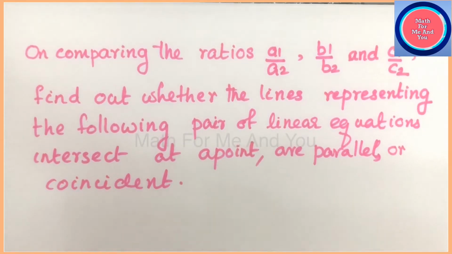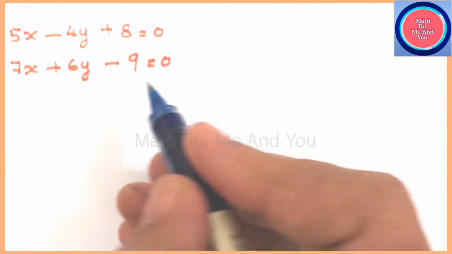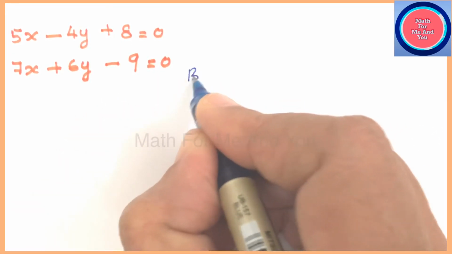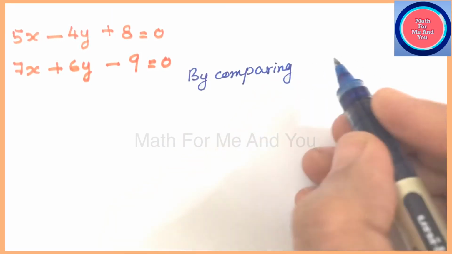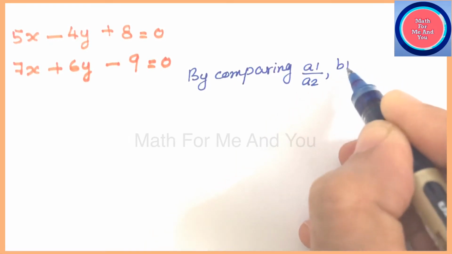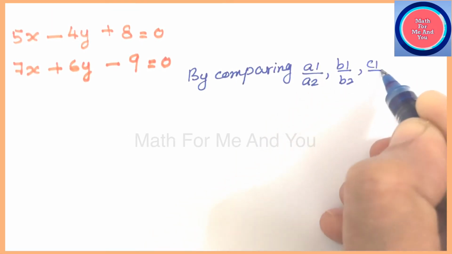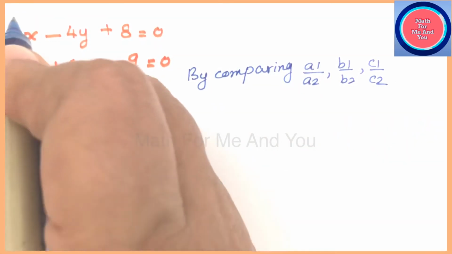Exercise 3.2 question 2. On comparing the ratios a1 by a2, b1 by b2 and c1 by c2, find out whether the lines representing the following pair of linear equations intersect at one point, are parallel or coincident. See the equations, two equations you can see, pair of linear equations in two variables. By comparing the values of the ratios a1 by a2, b1 by b2 and c1 by c2, we can tell whether the lines are parallel or intersect at one point or coincident.